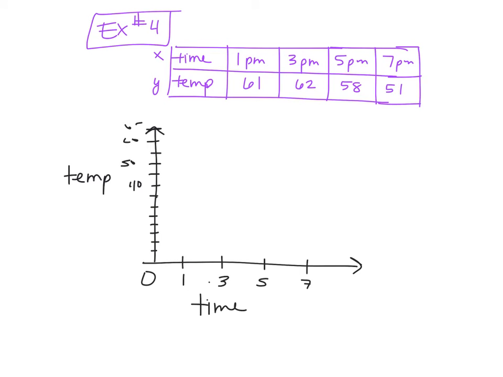Sorry, that's really messy. That's a 60. That's a 55. Okay, so where does this 1 p.m. 61 degrees, where does that fall? Directly above which number on the bottom here? Directly above the 1, right, at 1 p.m. And then you just need to go up to 61 degrees. So that would be maybe about here.